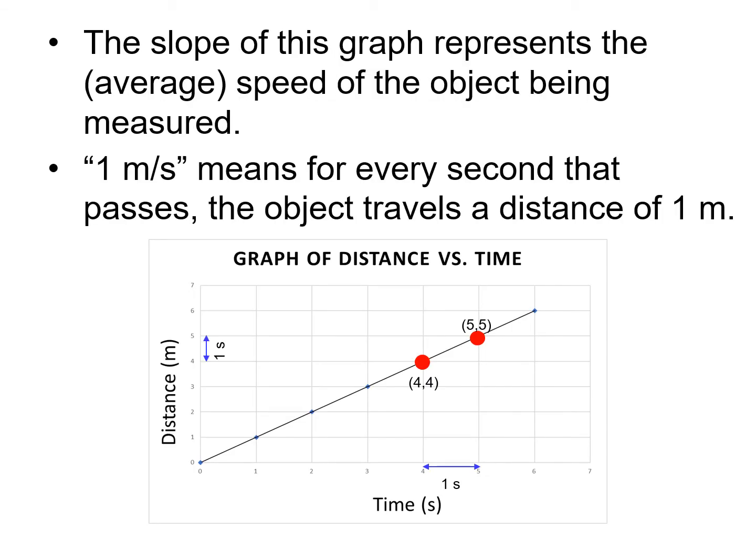So that's a pretty neat trick. If I graph distance versus time data, the slope of the line gives me the speed. Or more technically, it gives me the average speed since I'm measuring it over a length of time. So 1 meter per second means that for every second that passes, the object travels a distance of 1 meter.